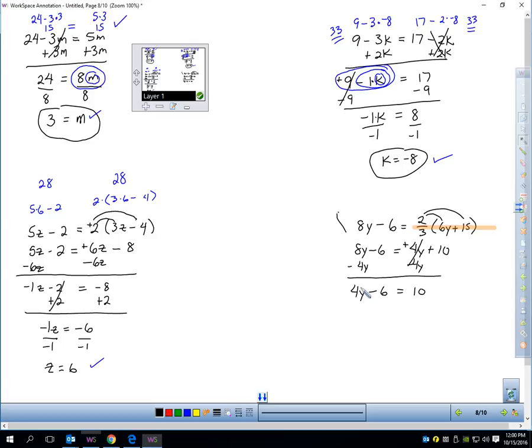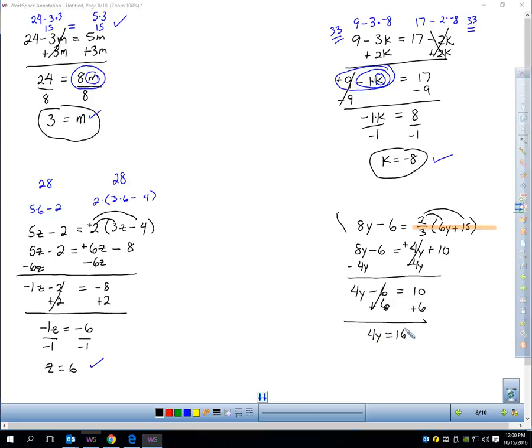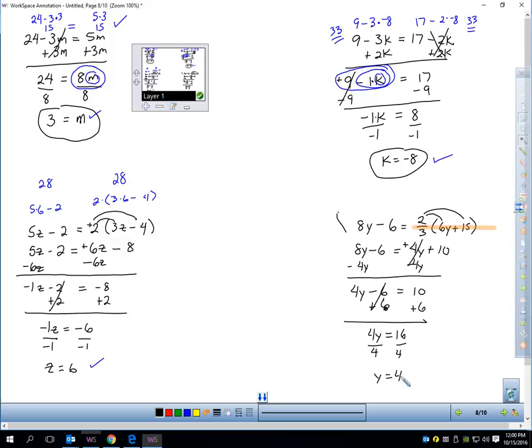Okay, think of your onion now. Y is the center, the times 4 is the next layer, the minus 6 is the outside layer of the onion. I have to add 6 to get rid of the minus 6. It's supposed to be a 6 there. Okay, and I have 4y equals 16, and then I can divide by 4, and I get y equals 4. And then, again, I should check it.